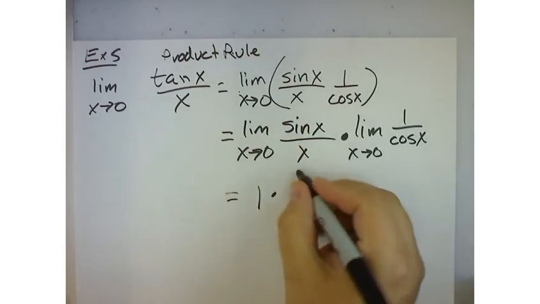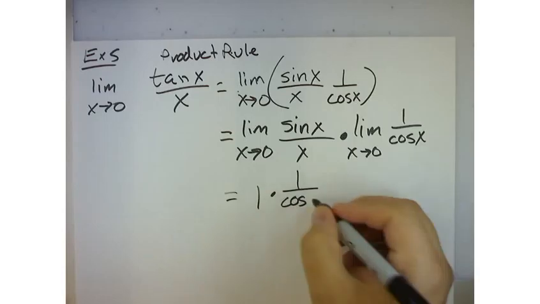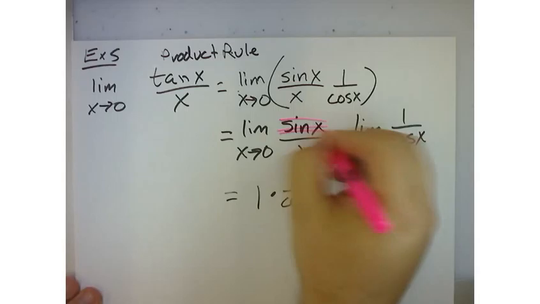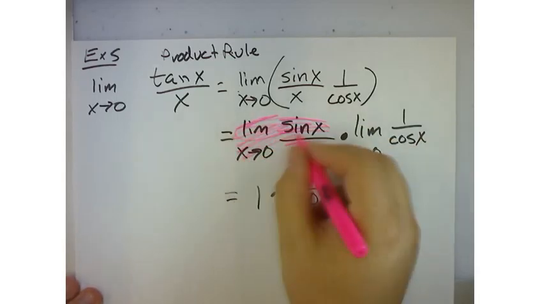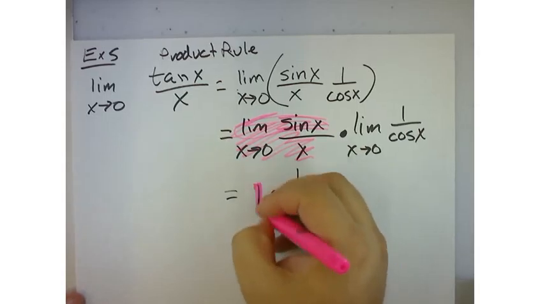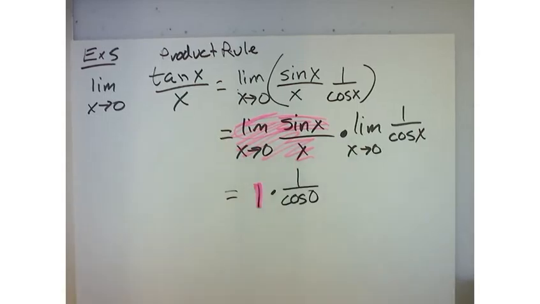So we have 1 over cosine of 0. Okay? You're going to have to memorize this. This will come up definitely for sure. This whole thing here. Wait, Mr. Adams, that equals 1? Yes, and I'll prove that to you a little bit later.